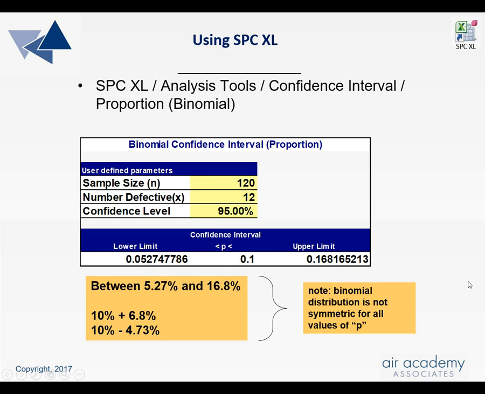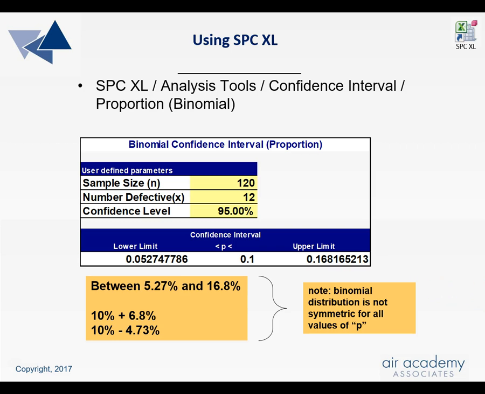A binomial distribution is made up of a series of extractions from a binary situation where the outcome is either yes or no, good or bad. In other words, the outcome is binary. And the binomial distribution is not symmetric for all values of p. In fact, the only value of p for which it is perfectly symmetric is p equals 0.5.